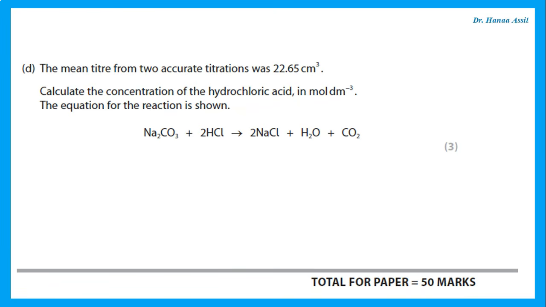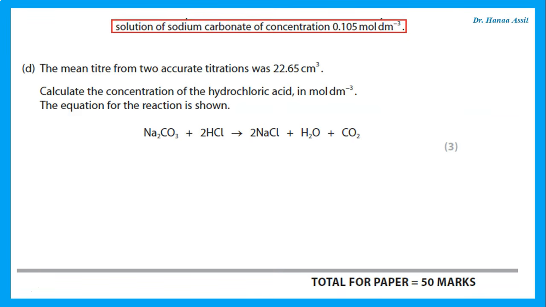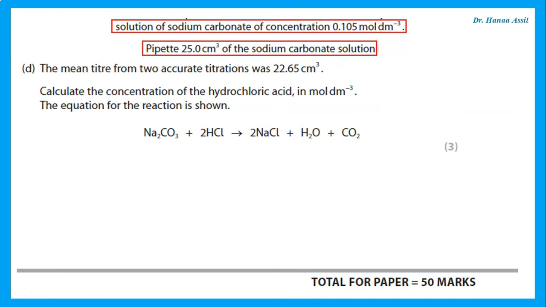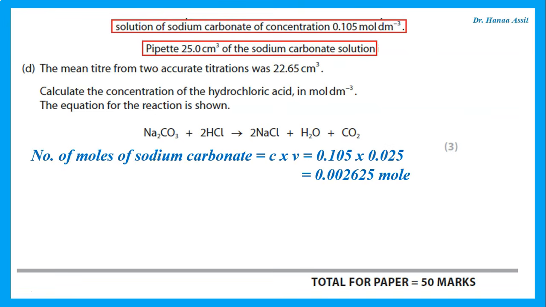The mean titer from 2 accurate titrations was 22.65. So that is the volume of HCl. Calculate the concentration of HCl. Now what do we have? We have the sodium carbonate has this concentration. And we put 25 centimeter cubed of the sodium carbonate in the flask. So we're starting with number of moles of sodium carbonate, concentration times volume. This is the number of moles of sodium carbonate. And remember, the volume has to be divided by 1,000 in order to change it to decimeter cubed.